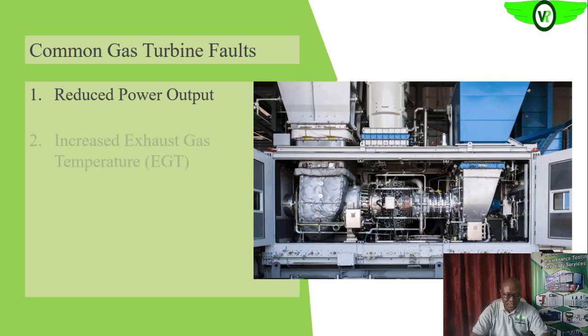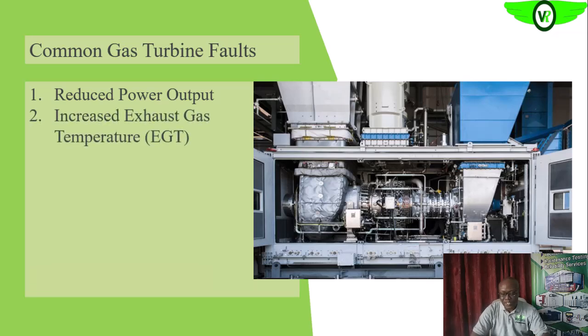Then two, increased exhaust temperature. That will mean that not enough energy is extracted from the hot combustion product that is going through the turbine to the exhaust section. So that affects the efficiency of our gas turbine. We are going to look at some of the things that could cause increased exhaust gas temperature, and what we can do to remedy the situation.